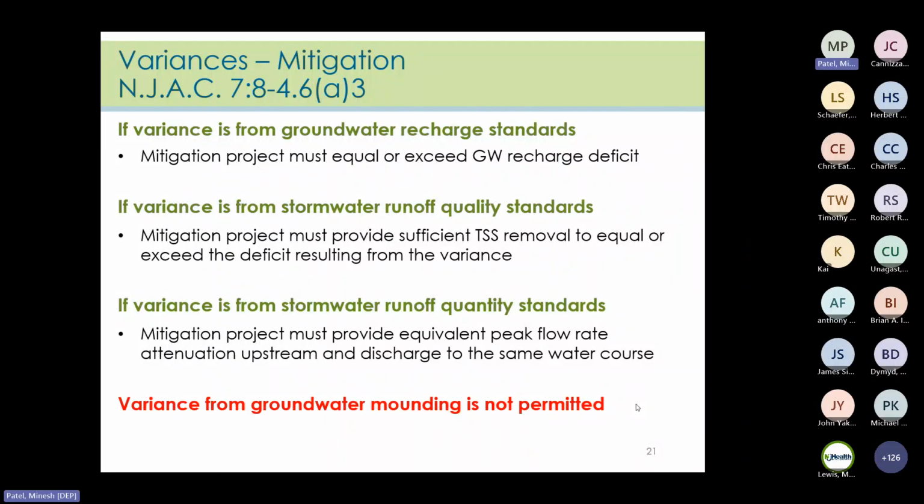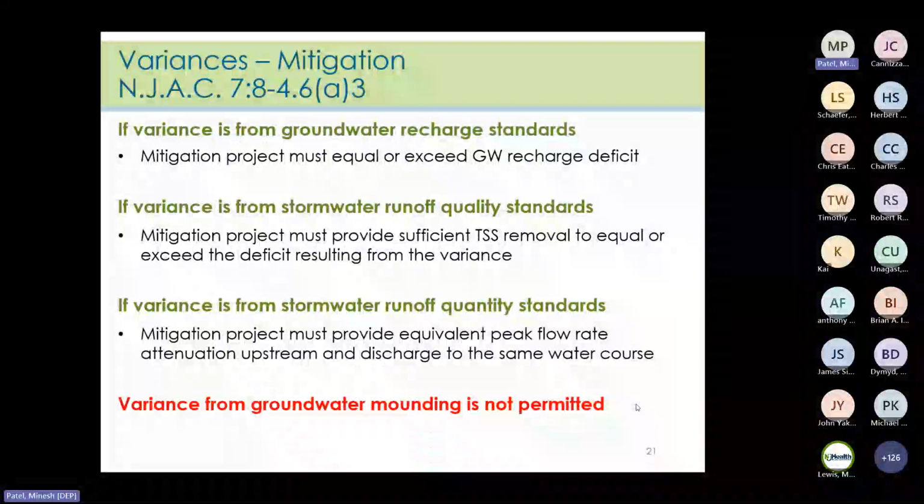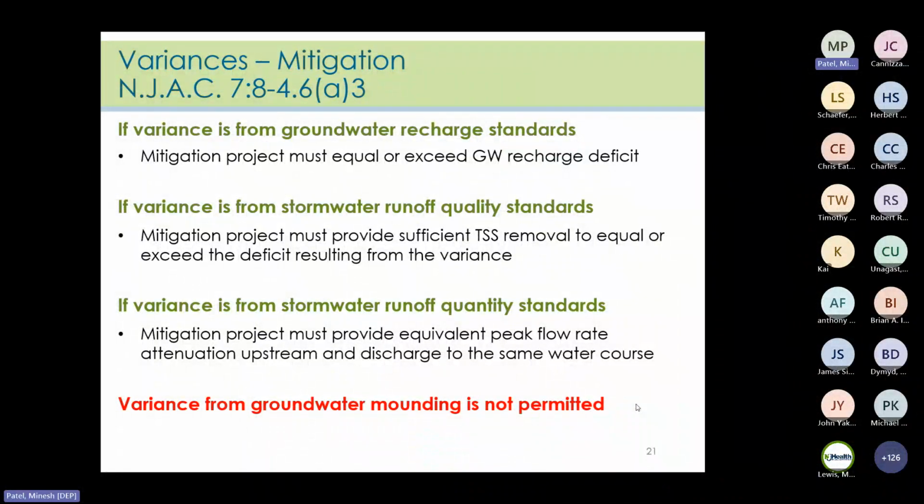Variances from the other standards are as shown on this slide. Note that there is no waiver or variance allowed for groundwater mounding. That's because the steps listed in Chapter 13 of the BMP manual make it clear that if the selected BMP fails to pass the groundwater mounding analysis, another BMP must be selected and assessed, meaning that a whole redesign is going to be required.